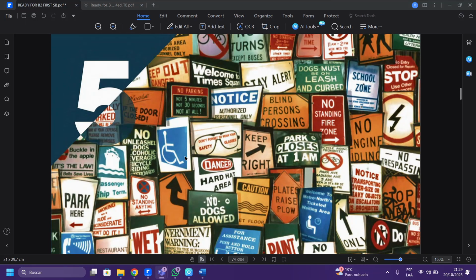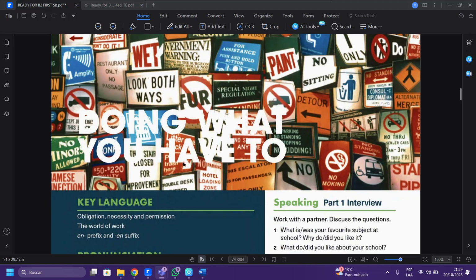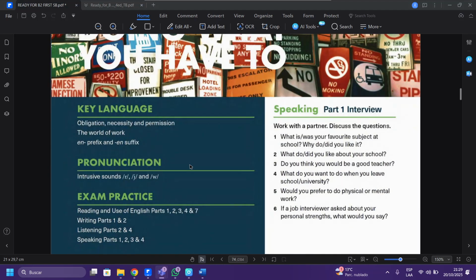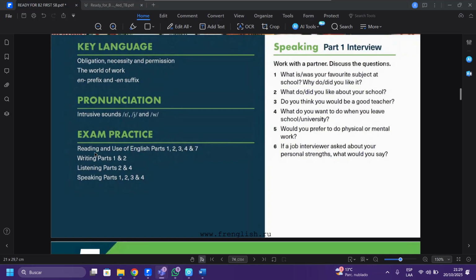And we're going to dive into unit number 5. In this unit, we're going to learn about modal verbs, I guess, because it's obligation, necessity, and permission. That is so important. The world of work and the prefix in and the suffix in. Some parts of the exam are the reading part, the use of English parts 1, 2, 3, 4, and 6, sorry, and 7. And as well the listening parts, the writing parts, and the speaking parts.